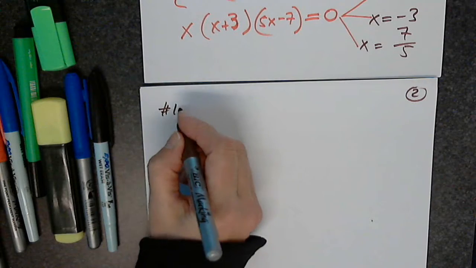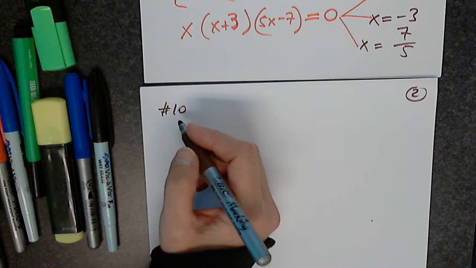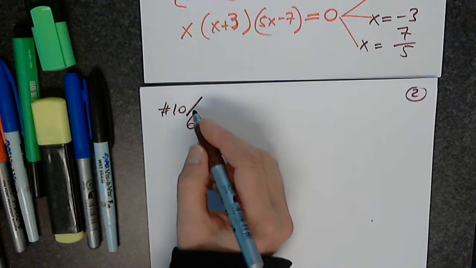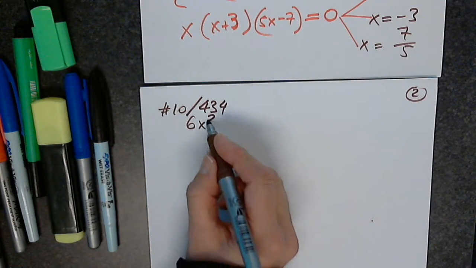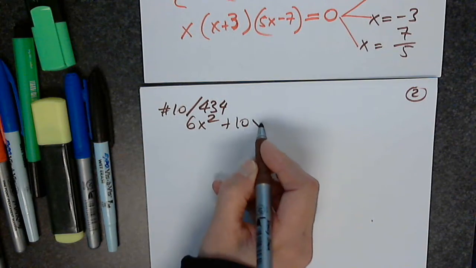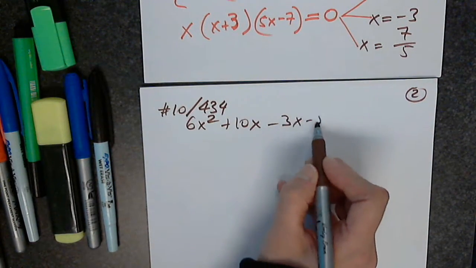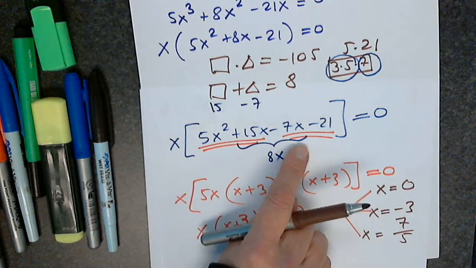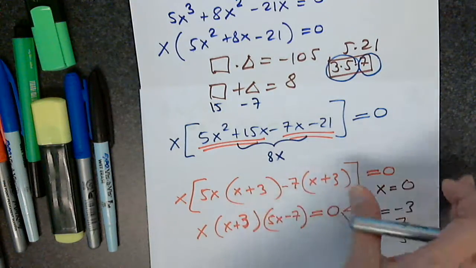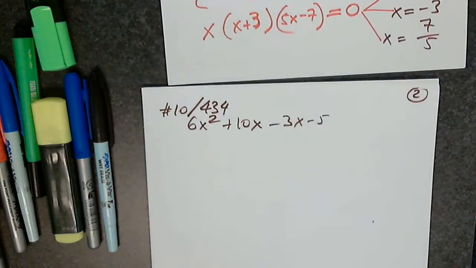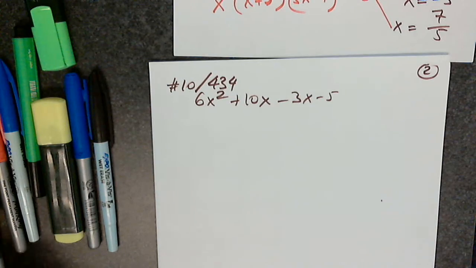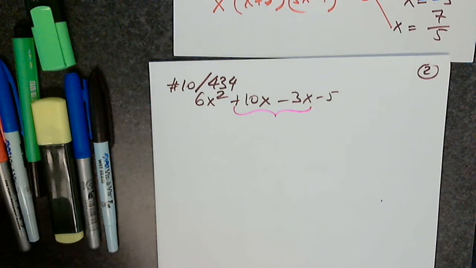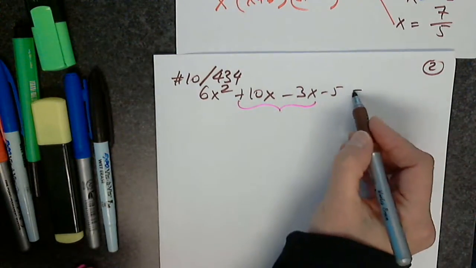Problem 10. Oh, actually 10 is, they already show it to us. That's fine. This is on page 434. So 6x squared plus 10x minus 3x minus 5. So actually this is also 4 terms, the problem from before. Okay, good. So we are given this polynomial, and notice that we could combine these two, but we don't want to. We're trying to factor by grouping.